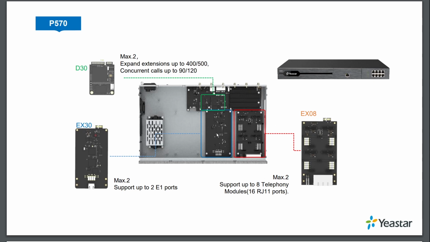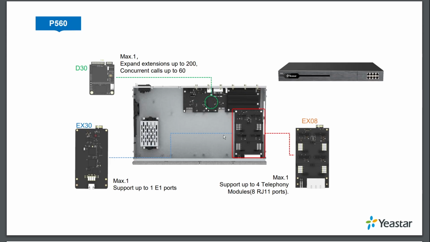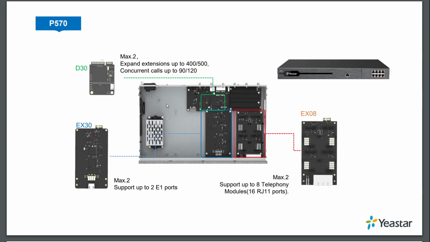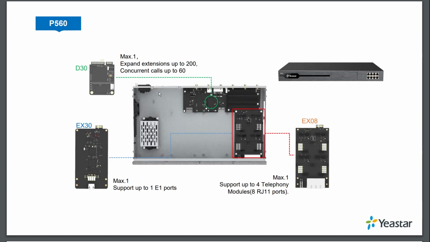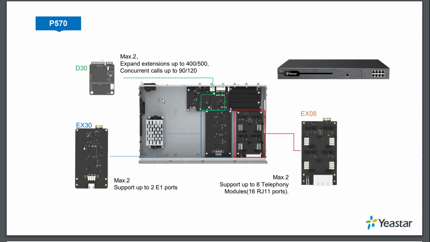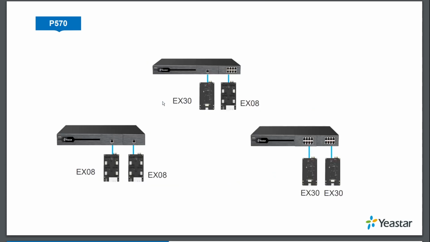As for the P570, it's quite similar, but the difference here is the expansion board. We can support 2 units. You can have 2 expansion boards fixed on the system, not like the P560. This one gives you one more option. And as for the D30 module installation, again, you can fix 2 units of the D30 module, not like the previous one, where you can only have 1. See the difference?